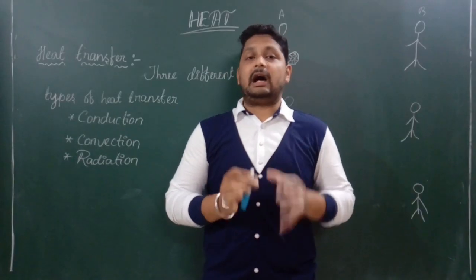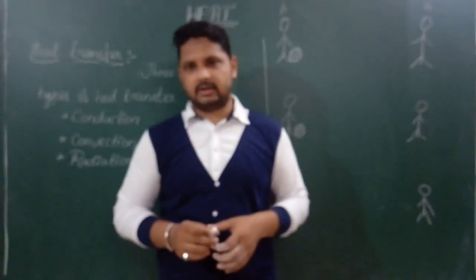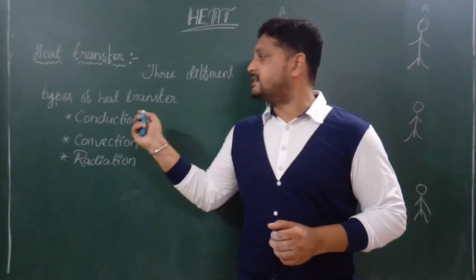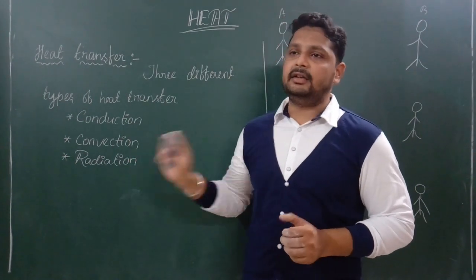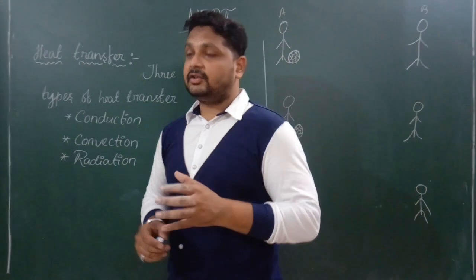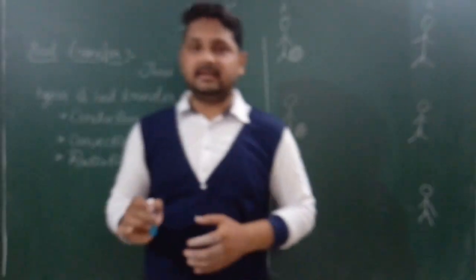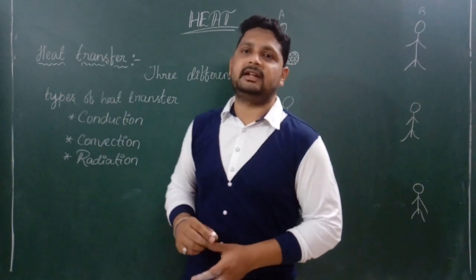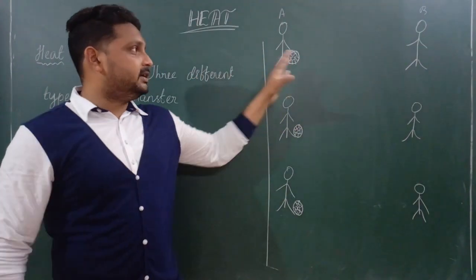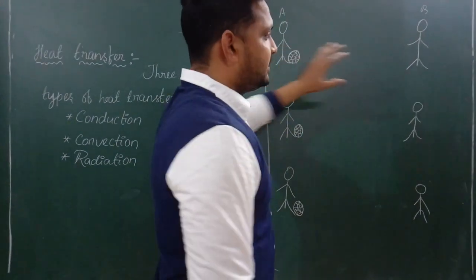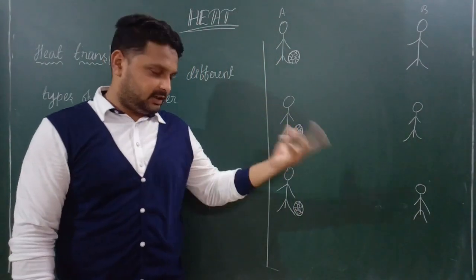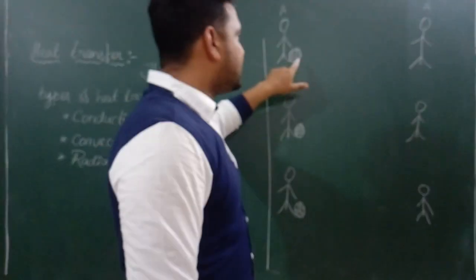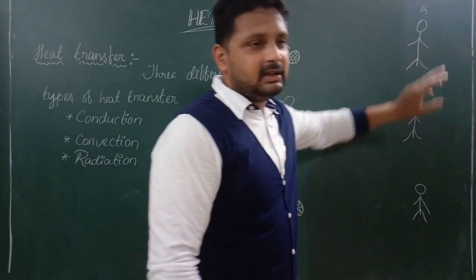So let's study how heat is transferred. There are three different ways by which heat can be transferred: conduction, convection, and radiation. Let's know what we mean by that. By simple examples, you can understand what is conduction, convection, and radiation. Let us consider an example. There are two boys, A and B, and they are playing to pass the ball. So A wants to pass the ball to B. How will he do it?